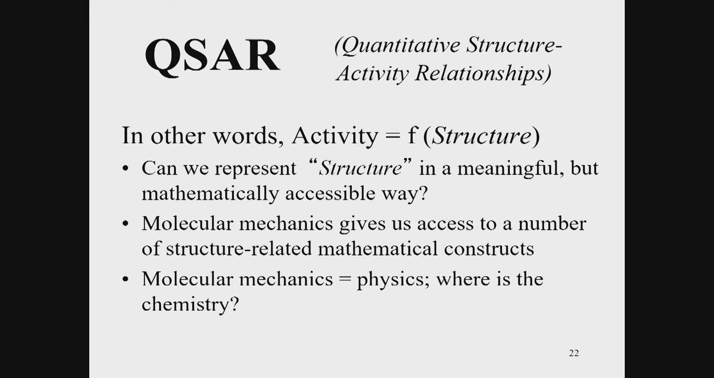It seems obvious now, but it's not so obvious, because you have to find a way to represent structure in a meaningful and mathematically accessible way. Quantum mechanics, as we discussed previously, gives us access to a number of mathematical constructs that relate to structure. And those are all useful, but they're all physics. Remember what I said when we started quantum mechanics is that we're trying to treat our chemicals as being physical objects. So where's the chemistry? That's where QSAR is important, because it allows us to add some chemistry.